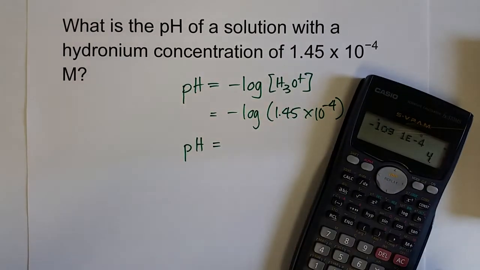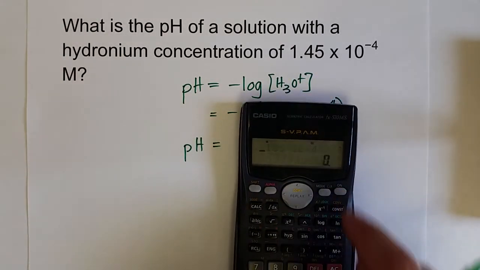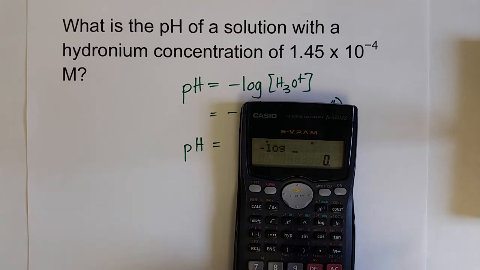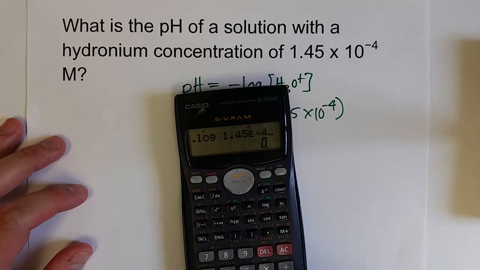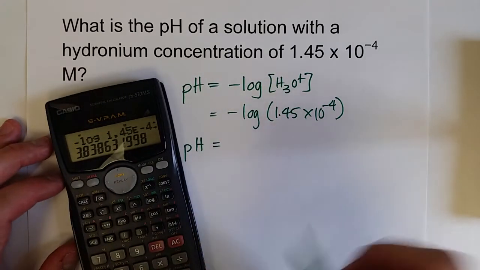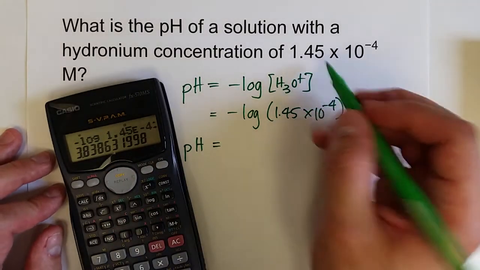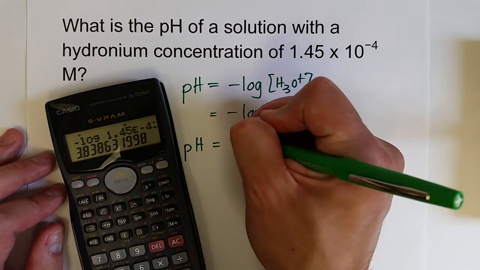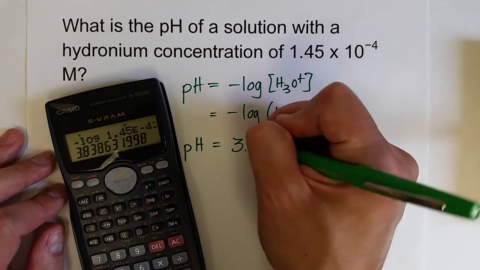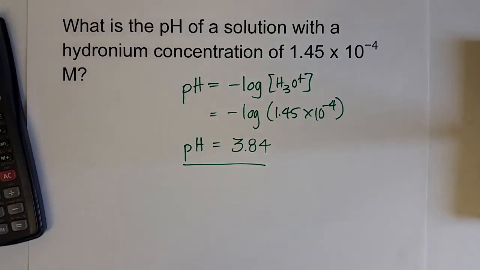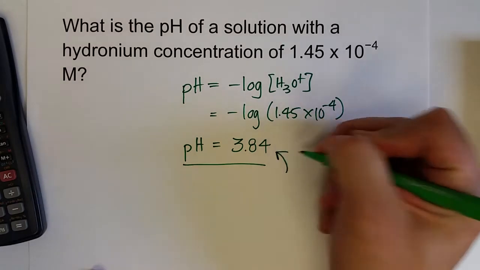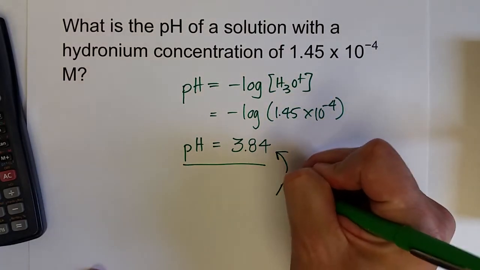So we've got the negative log of 1.45 times 10 to the negative fourth equals 3.83, and we usually use the same significant figures as the concentration value, and so that's going to be 3.84 as our pH. And one thing we should also be able to determine is whether or not this solution is acidic or basic, and since this pH is less than 7, it is acidic.